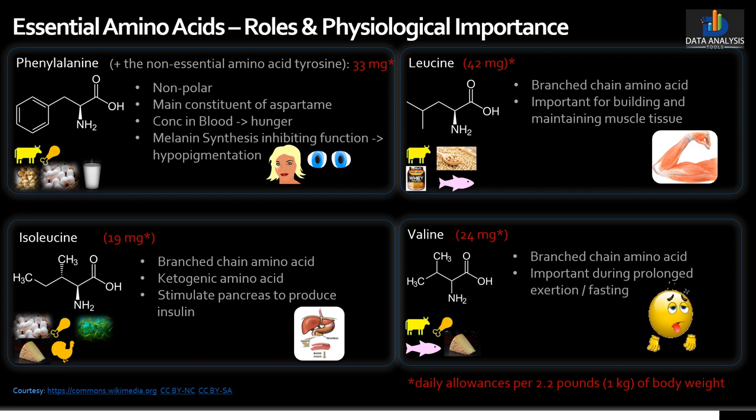Valine. Valine is also a branched chain amino acid, meaning it has a chain branching off to one side of its molecular structure. We already had discussed these molecular structures in our last talk. Valine helps stimulate muscle growth and regeneration and is involved in energy production. Daily allowance of valine for 1 kg of body weight is 24 milligrams.